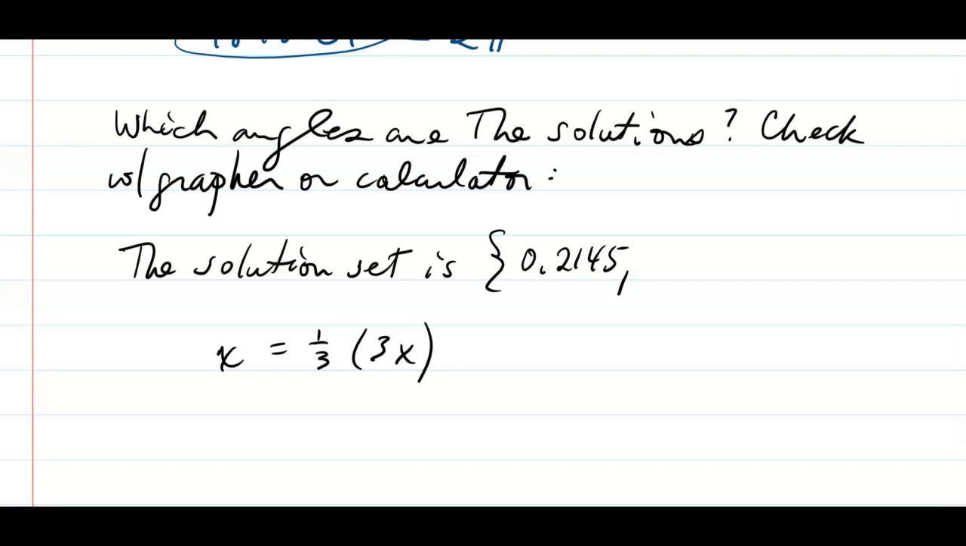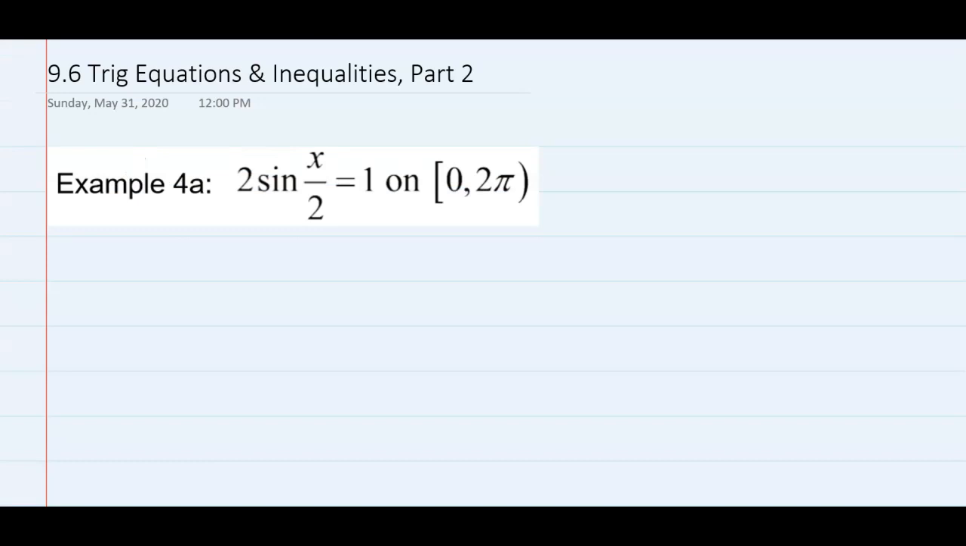0.2145, 2.3089, and 4.4033. And again, that's set notation, and that problem is done. In our next example, we have a half angle.